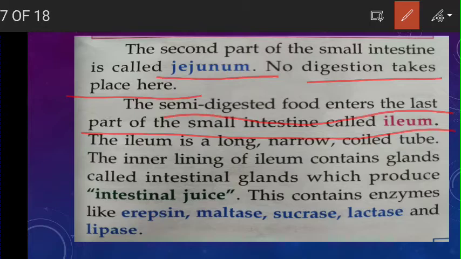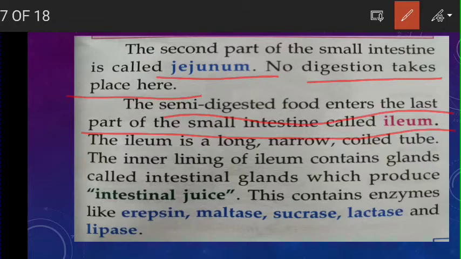What is the last part of the small intestine? Ileum. Clear? So you know the small intestine has three parts. What is that? The first one is the duodenum. The second part is what? Jejunum. And the third part is what? The third part is ileum. Clear? So in the jejunum no digestion takes place, and in the ileum, the semi-digested food enters the last part of the small intestine.